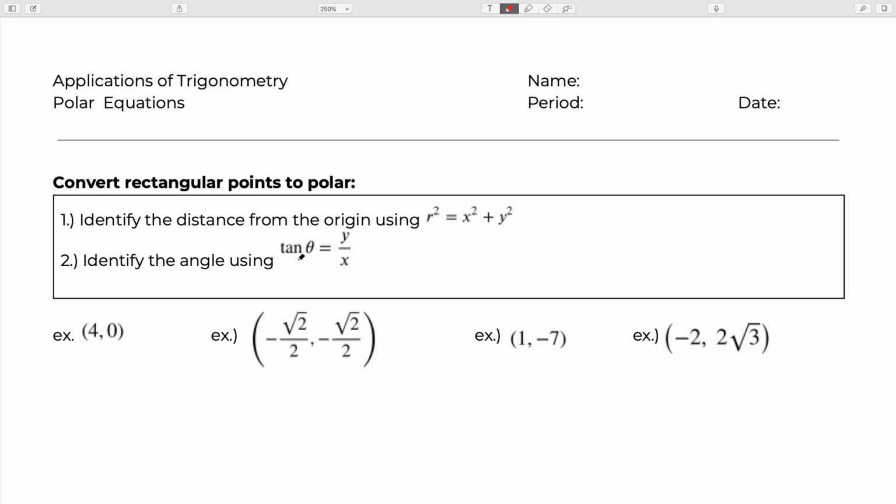So now let's get into the processes for our polar equations. And the first one I want to do is just convert from rectangular points to polar, because we're most familiar with rectangular points. Let's try to see how we can understand these in our polar form.